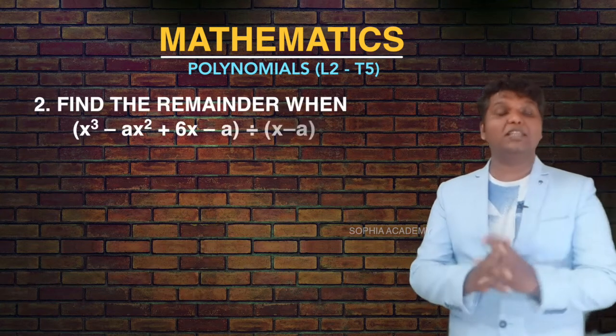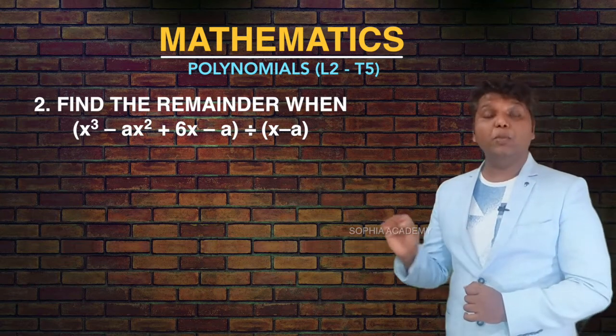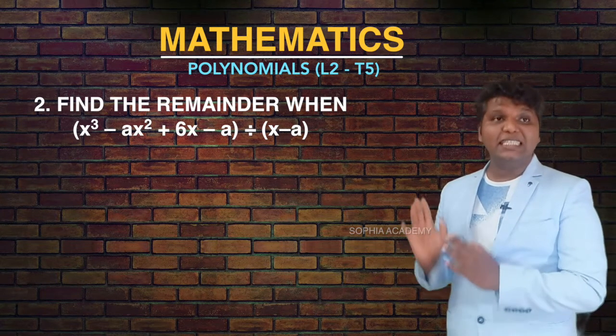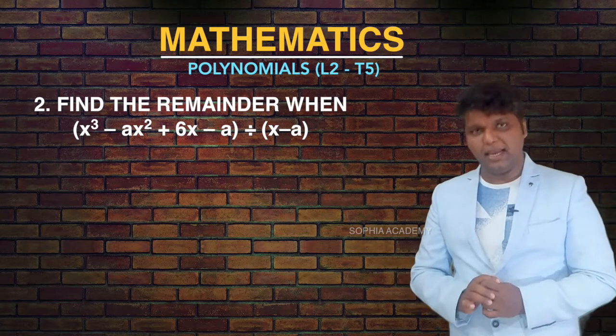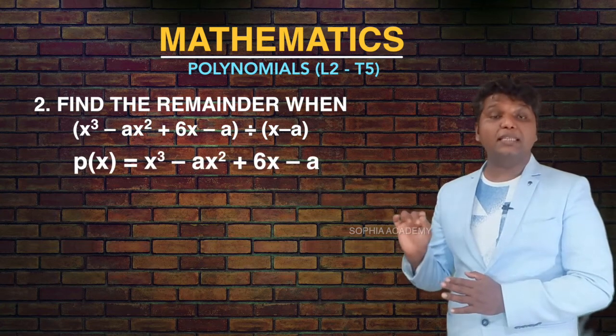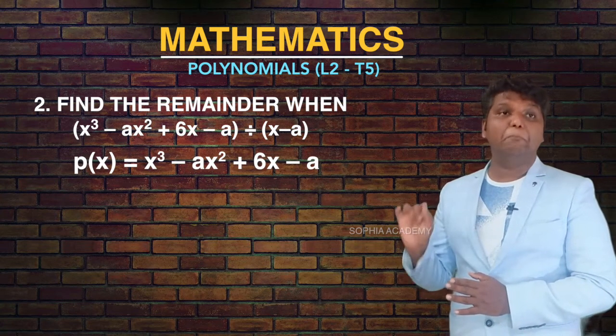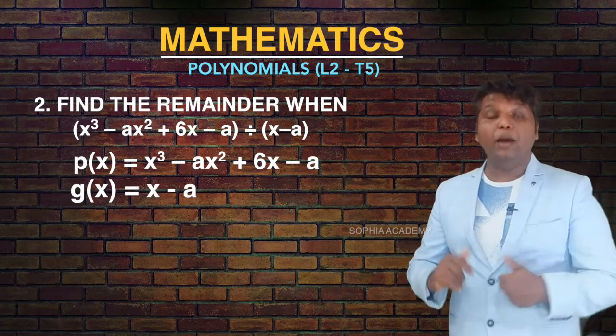Coming to the main question number 2. Find the remainder when x cube minus ax square plus 6x minus a is divided by x minus a. So here the polynomial is given. It is x cube minus ax square plus 6x minus a. And here the g of x is x minus a. You have to find the remainder.